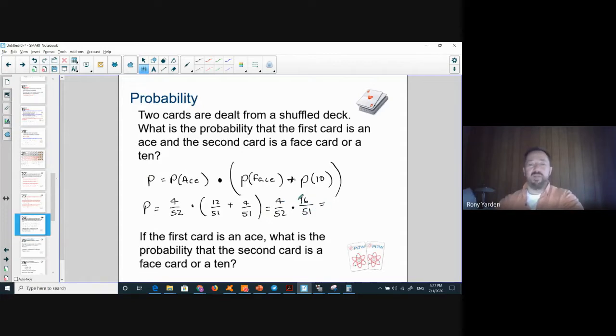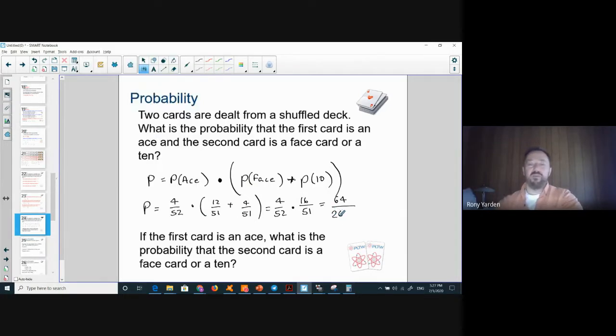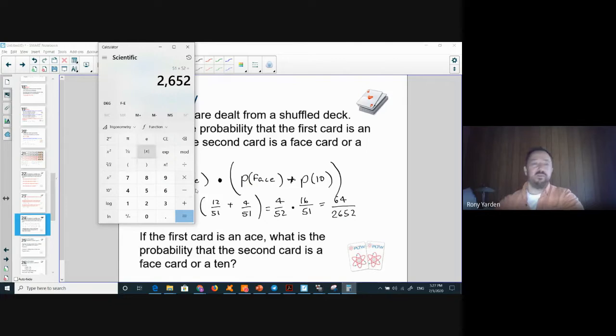And let's do that. This is 64 over 51 times 52. Let's use the calculator for that. 51 times 52 is 2652. We can reduce that, but let's just use the calculator. 64 divided by 2652. The answer is 0.024.